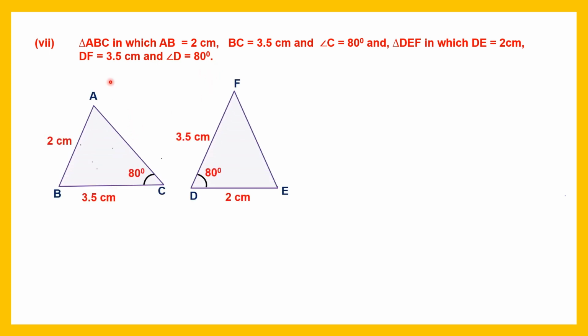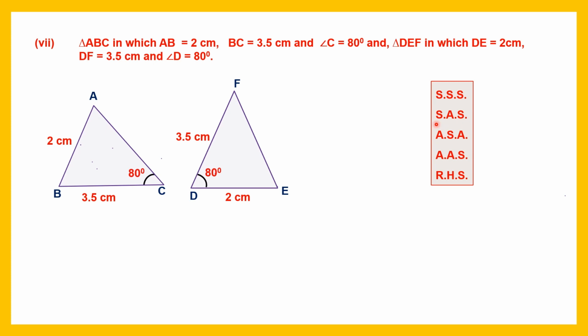So here we have the first triangle, triangle ABC, in which AB is 2 centimeters, BC is 3.5 centimeters, and angle C is 80 degrees. Now look at the other triangle, DEF, in which DE is 2 centimeters, DF is 3.5 centimeters, and angle D is 80 degrees. Now, these are the 5 conditions. Now, what do we use? There are 2 sides and 1 angle given. So let's see. 2 sides and an angle means we have to use this condition. Let's see whether these two triangles satisfy this condition.